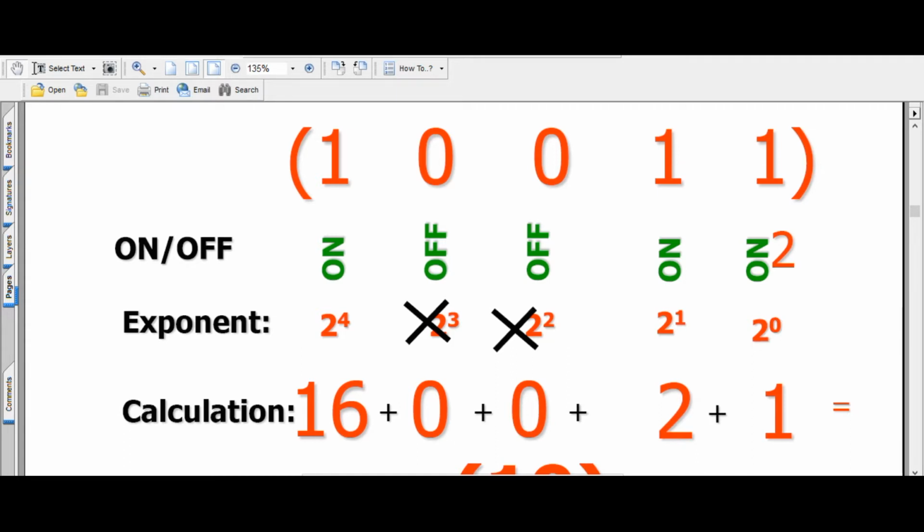10011. Let's consider this is a system line. So in this line, the 1 means this is on, and this line is off. Off means 0, off means 0, on means 1, and this line on is 1.